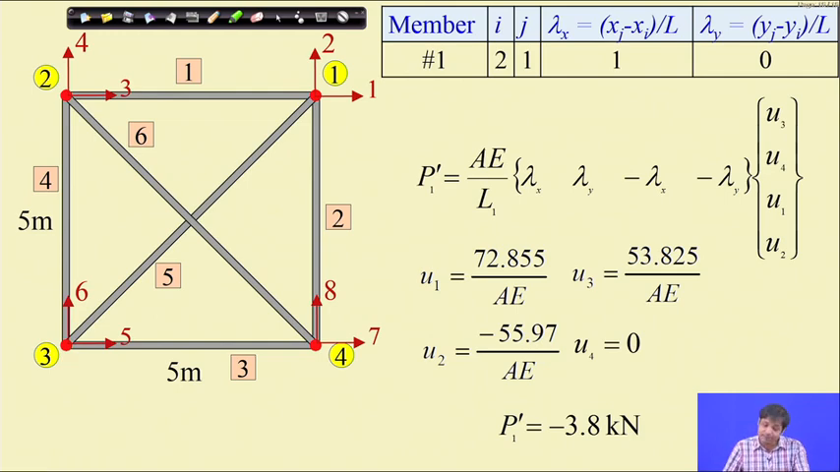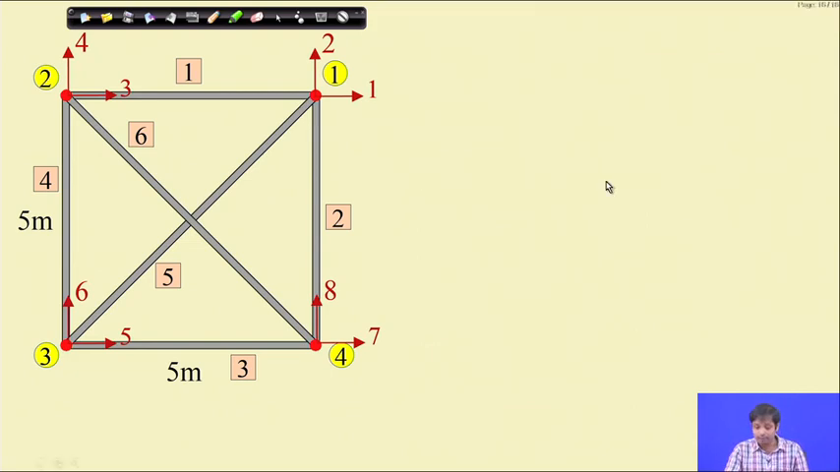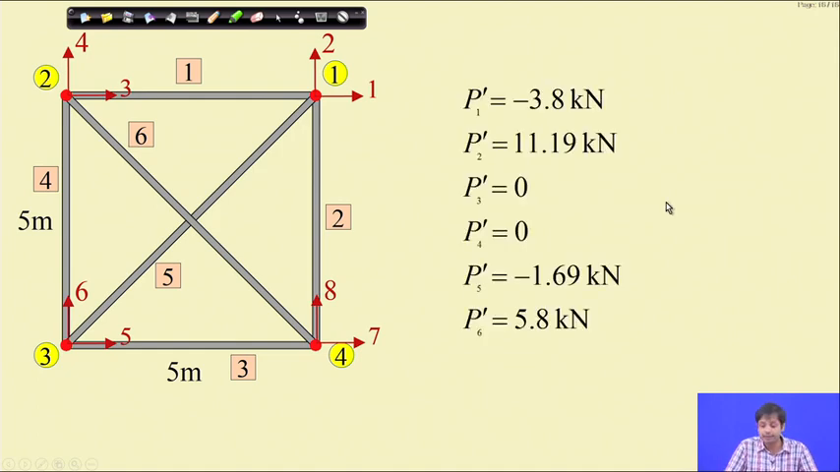So, you can apply the same thing for all the members. We know lambda x, lambda y, we just have to substitute the lambda x, lambda y values here and then the associated degrees of freedom. If we do that for all the members, finally the member forces for all the members will be this. Now, you can check your solution, whether the equilibrium is satisfied, whether the forces are compatible, whether your support reactions satisfy the equilibrium, and those cross checks you can do. This is a summary of the entire method, but through an example.